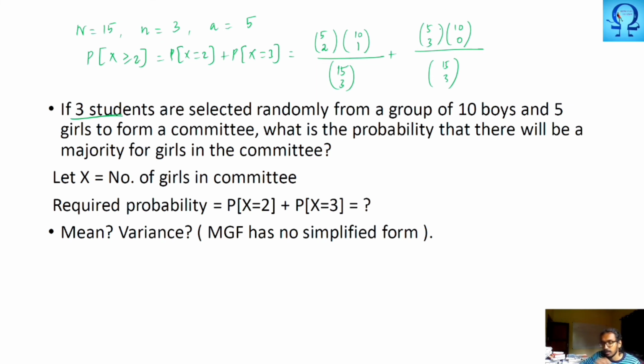Okay, and for this distribution, our MGF is not in a simplified form. So if you have time, just invest some time and try to identify the mean and variance using other techniques, like directly finding the expectation value and the expectation of x square, and through that you try to find out the mean and variance.